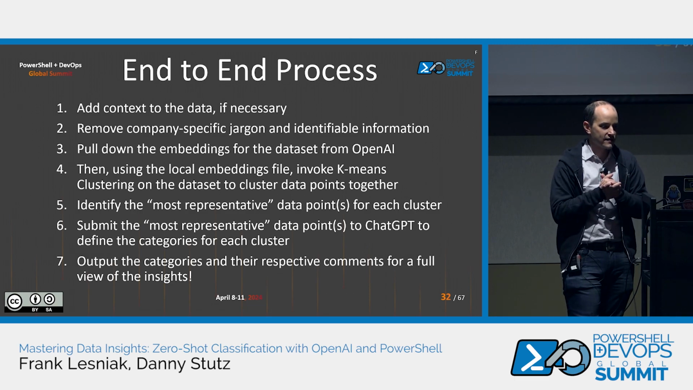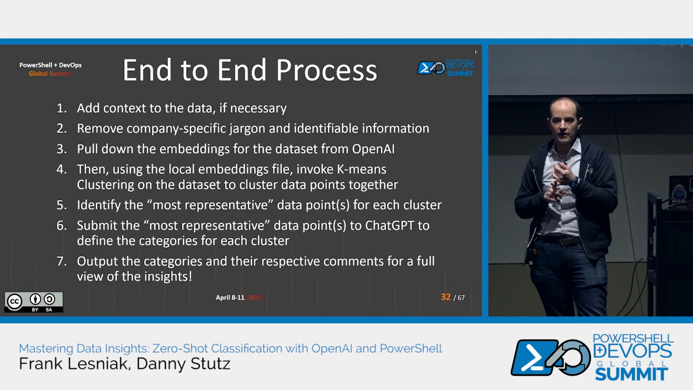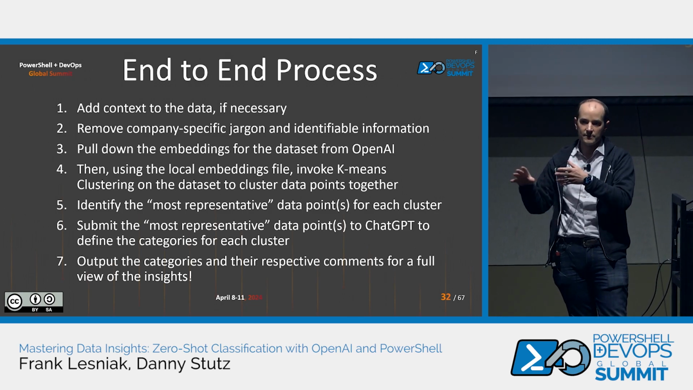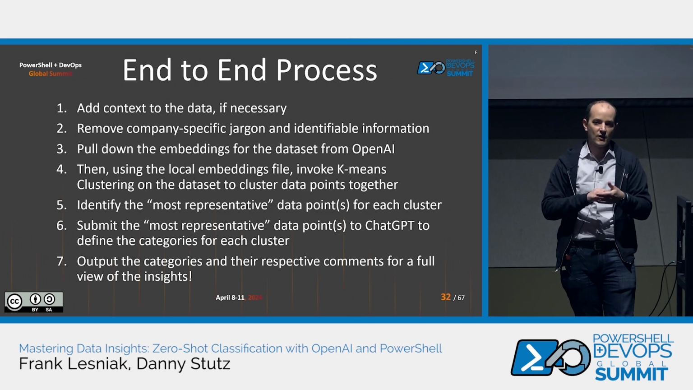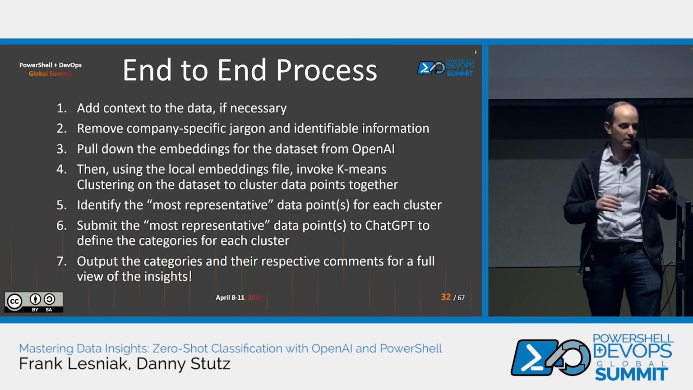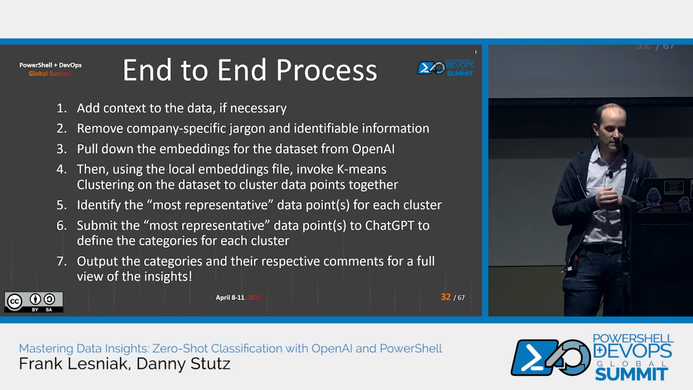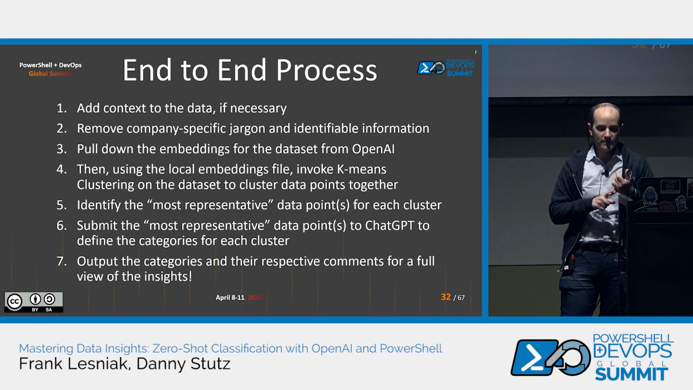So that's adding context. Removing any company-specific jargon or identifiable information. A really simple example would be replacing West Monroe with Acme Company, if we were submitting West Monroe data to the public API. Then pulling down the embeddings for the data set from OpenAI. Those are those coordinates we were talking about.